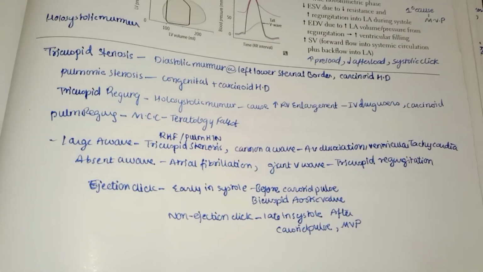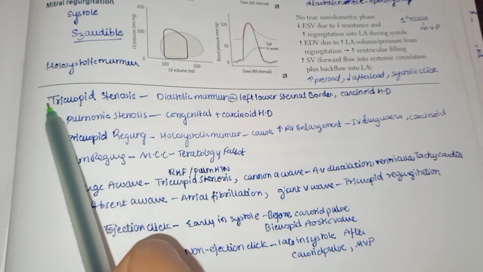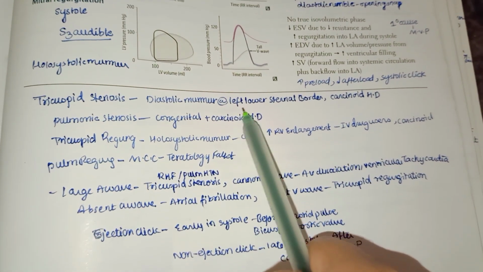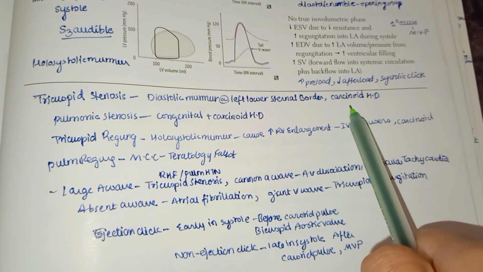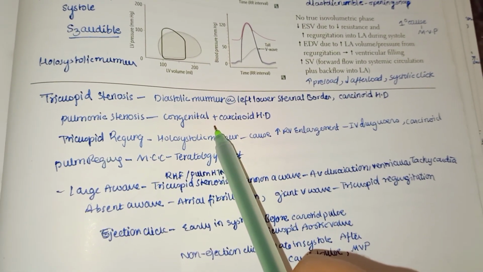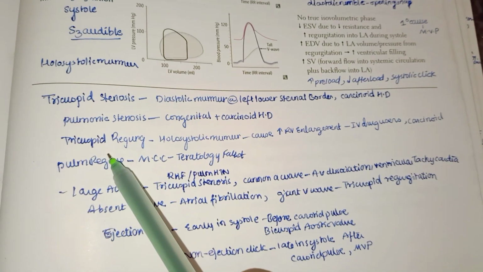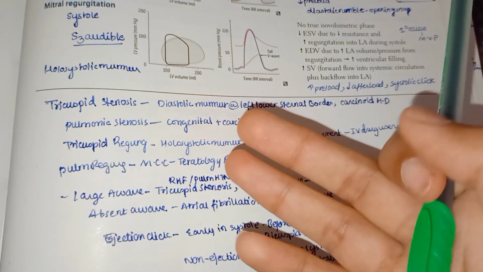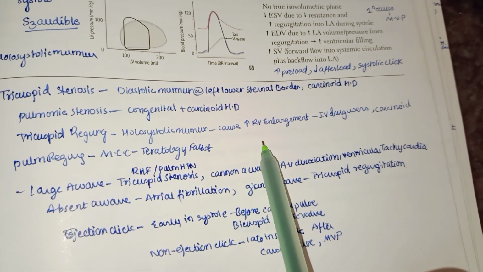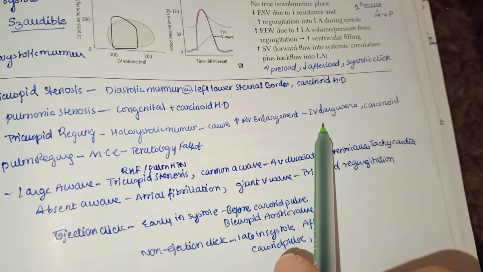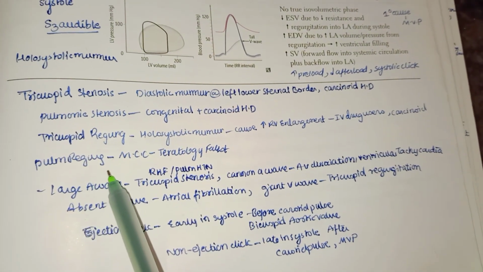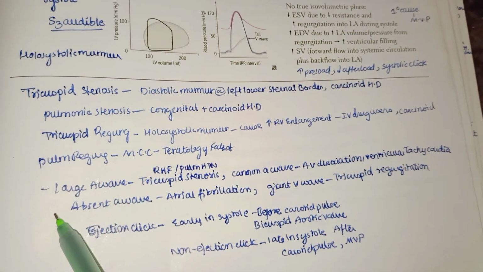Now we'll wind up this topic with some other important points. In the case of tricuspid stenosis, it is also a diastolic murmur at the left lower sternal border, and also carcinoid heart disease shows this tricuspid stenosis. Pulmonary stenosis is congenital and also it is associated with carcinoid heart disease. Tricuspid regurgitation also shows holosystolic murmur. So what you need to understand, any regurgitation shows a holosystolic murmur. It causes increased right ventricular enlargement, and it is seen in IV drug users and also in carcinoid heart disease. Pulmonary regurgitation is the most common cause for tetralogy of Fallot.